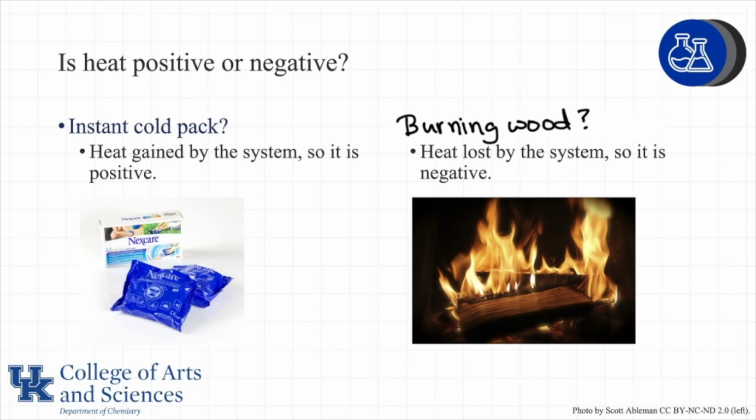Let's look at burning wood, where the wood is our system. As it burns, heat is being lost by the system into the surroundings. That's what gets us warm. And so we have a negative value. So the heat is exiting the system.